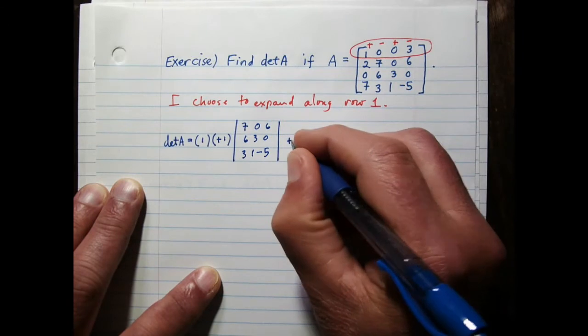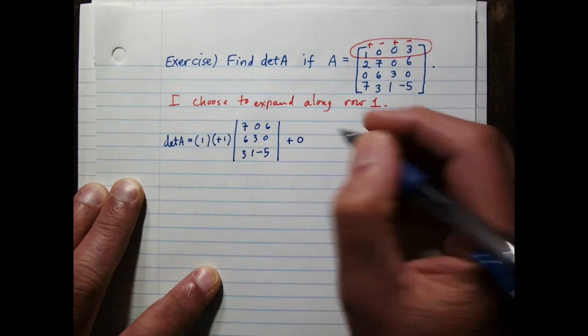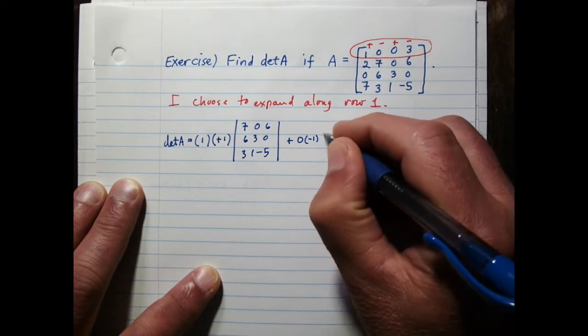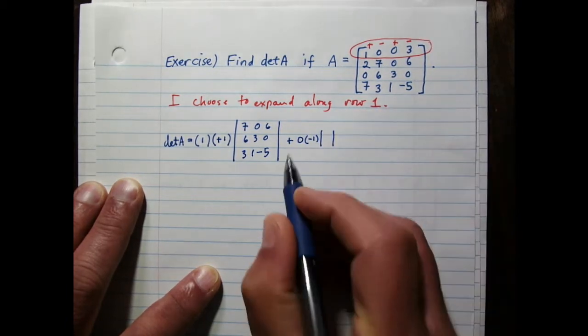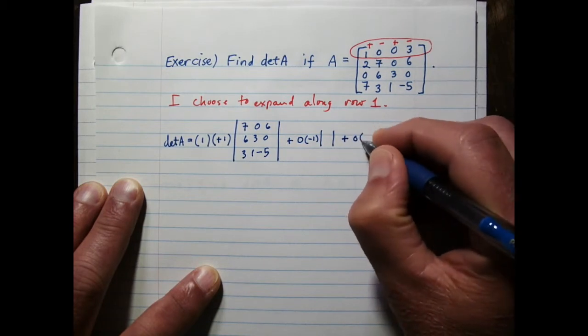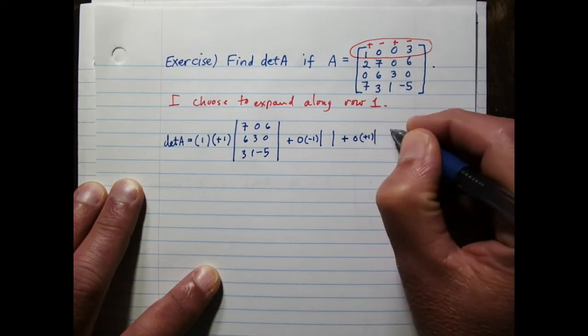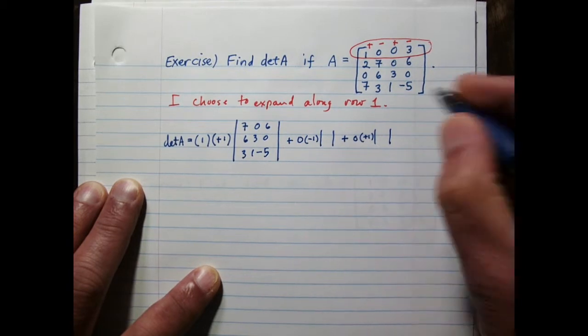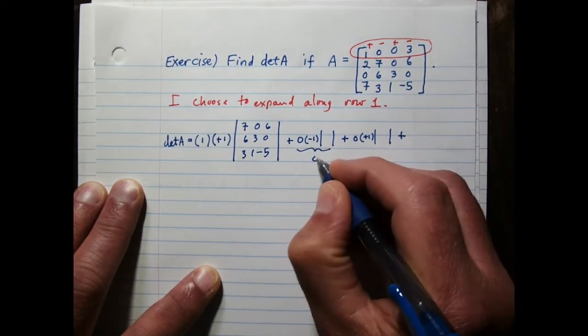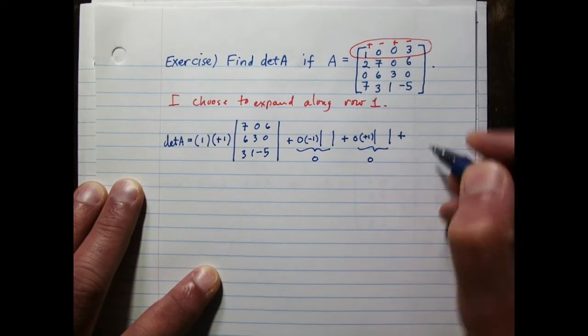The next entry is 0. I'm going to have 0 times -1 times the determinant. Who cares? It's all 0, right? I really don't have to write that down. 0 times a +1 times another determinant. It's 0, so I don't even have to write it. That's the advantage of finding these zeros, right? All this stuff is 0. All this stuff is 0.